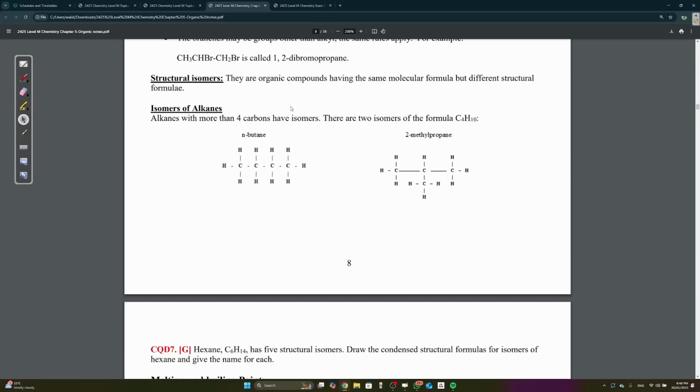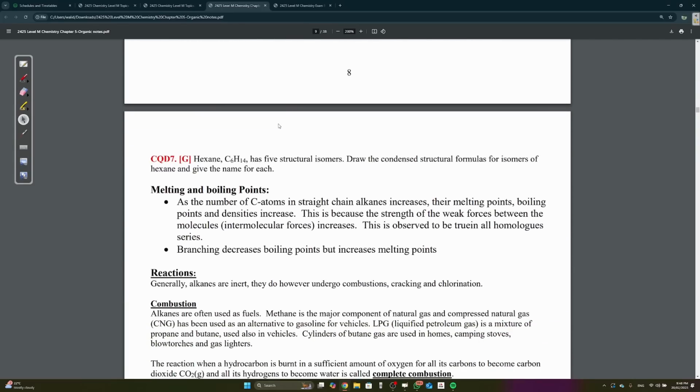What's different between an isomer and an allotrope? Remember the topic before, where we spoke about allotropy? The difference is that allotropy is about chemicals that come from the same element. Here we're not talking about the same element, we're just saying they have the same formula but different structure. So let's take a look.